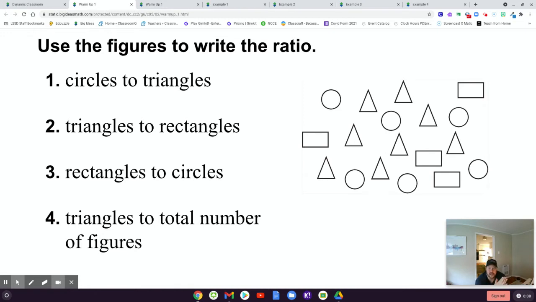So take a look at the picture. What is the ratio of circles to triangles? Okay, so 6 to 8. There's 6 circles for every 8 triangles. We're going to learn today that you can actually simplify that. You can reduce it to 3 to 4. We talked about that a little bit before spring break.